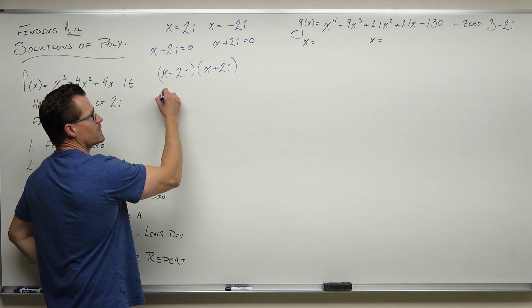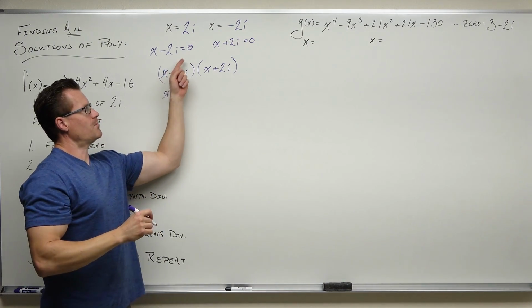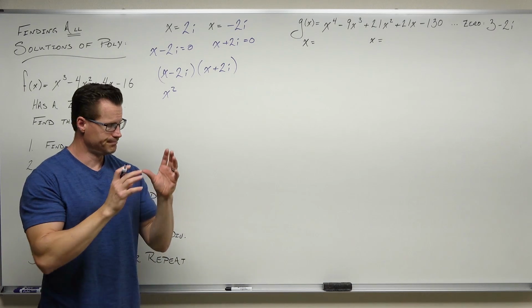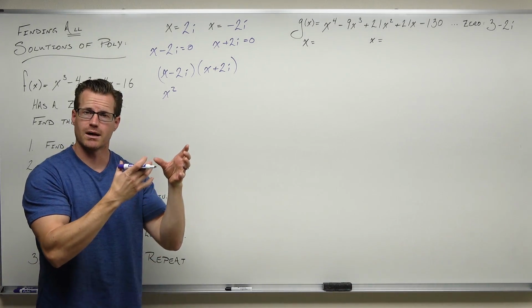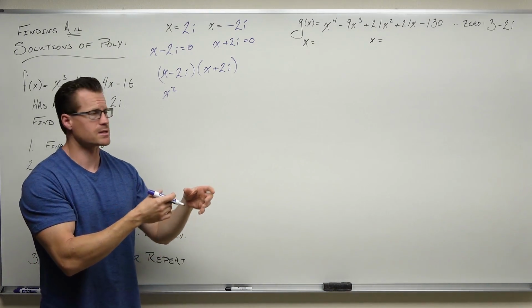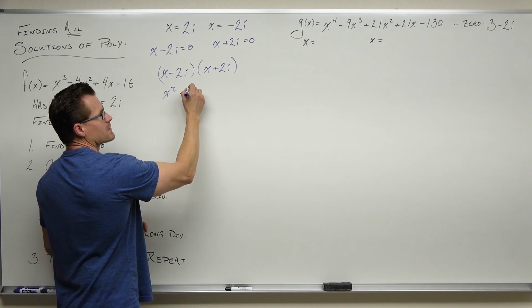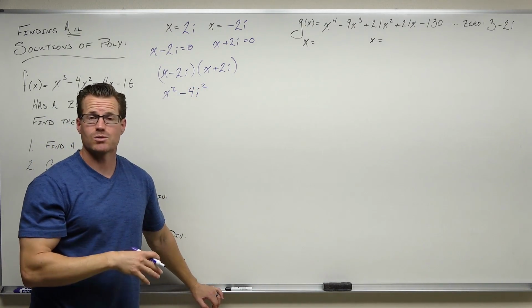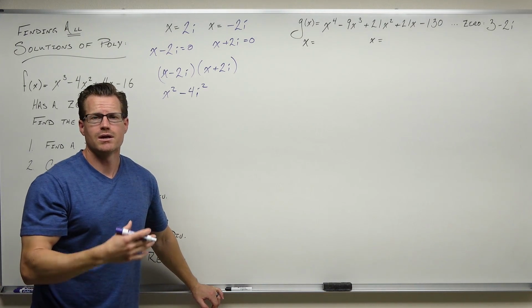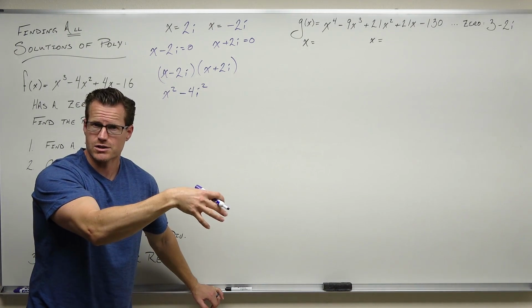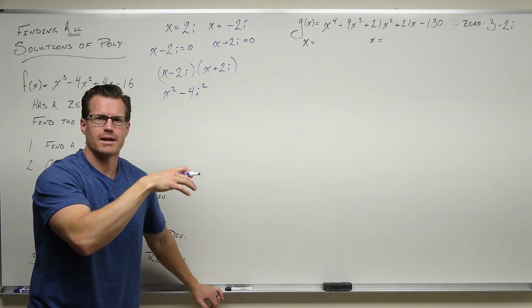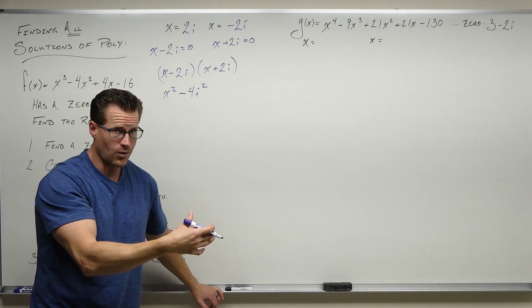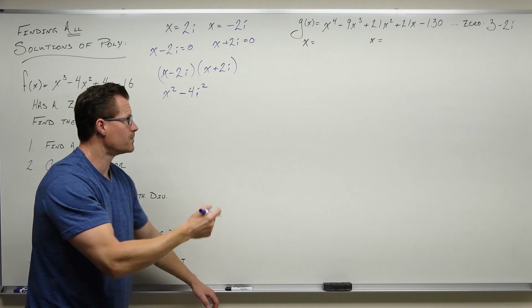And so when we distribute, we get x squared. We would get plus 2ix and minus 2ix. Well, those are going to cancel. This is always the case when you're multiplying complex conjugate factors like this. And then we're going to get minus 4i squared. Remembering what i squared is, i squared is just -1. That's all it is. So x squared minus 4i squared is really x squared minus 4 times -1, or x squared minus -4. Well, that's x squared plus 4.